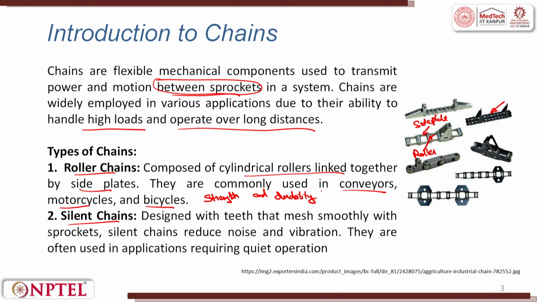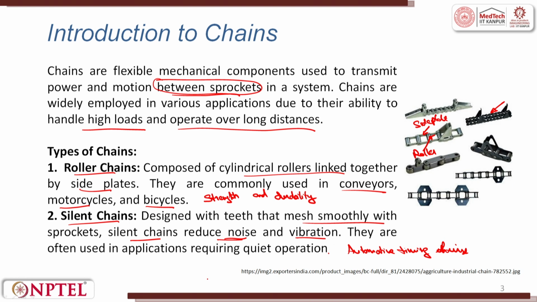Silent chains are designed with teeth that mesh smoothly with sprockets. Silent chains reduce the noise and vibration. These are often used in applications requiring quiet operation, for example, in your engines or automotive timing chains, where the sound or the noise is to be reduced as far as possible.